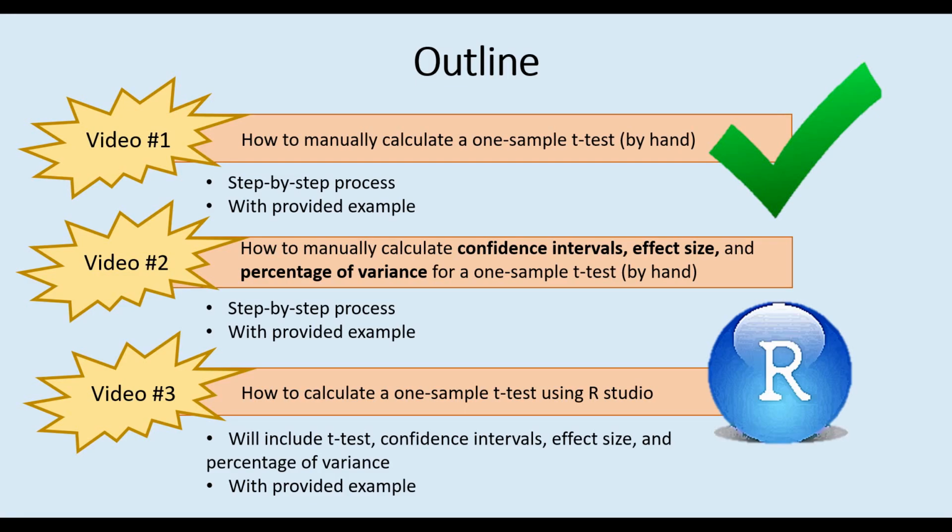So that's how you manually calculate a one sample t-test by hand. In the next video, I'll show you how to calculate the confidence intervals, the effect size, and the percentage variance for the one sample t-test. I'll be providing the same example, but in this case, just providing that additional information you might want to provide, or at least the question might ask for it.